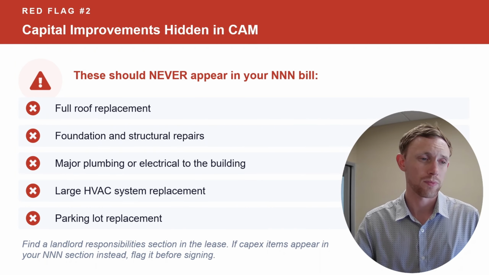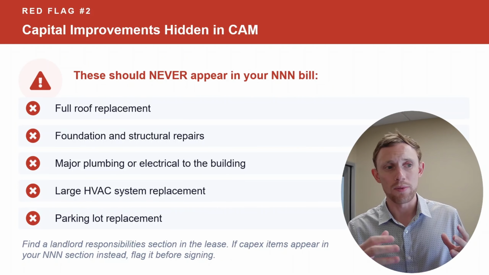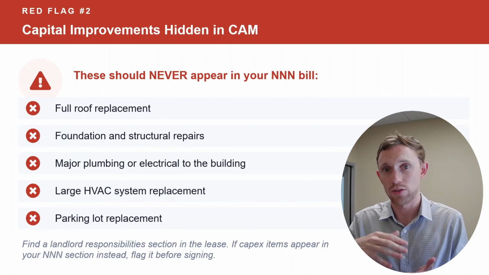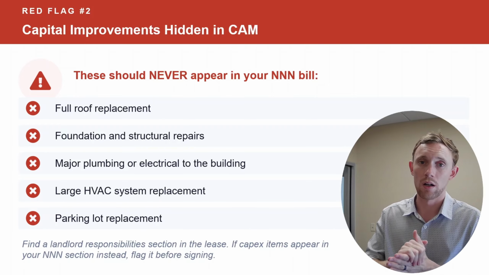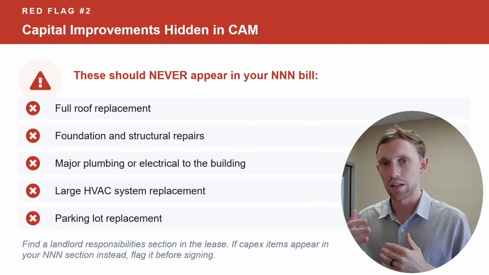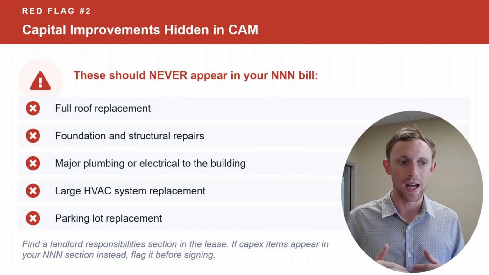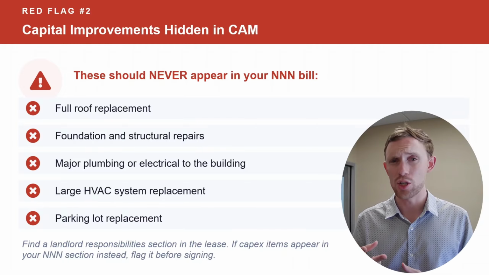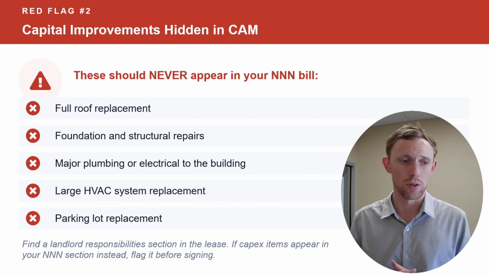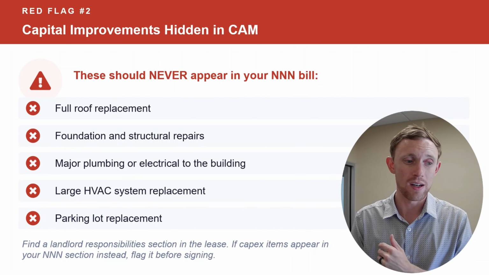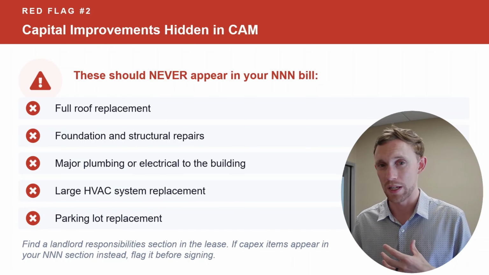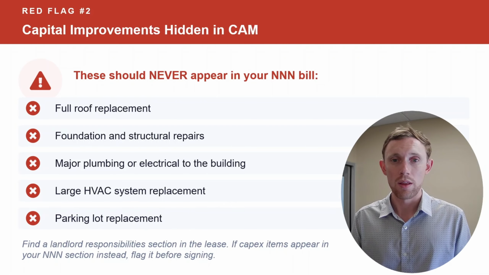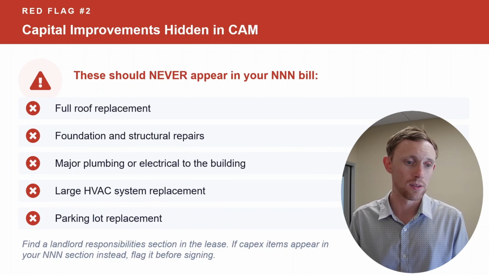Red flag number 2, kind of the same thing, but if you have capital improvements hidden in that CAM, in that common area maintenance or that triple net clause, that should not be in there. There's some gray area here, and it's going to vary a lot lease to lease. But generally speaking, these items are things that should not be a part of your triple net. So full roof replacement, foundation and structure repairs, major plumbing and electrical to the building, large HVAC systems, and then entire parking lot replacements. Parking lot striping or resurfacing, that might be fine. But if they're replacing all the asphalt, that shouldn't be a part of your common area maintenance.